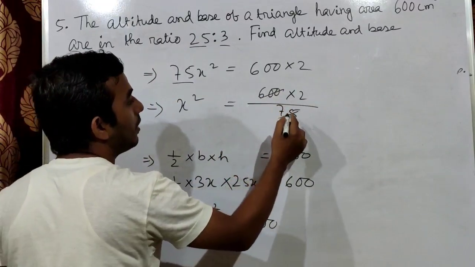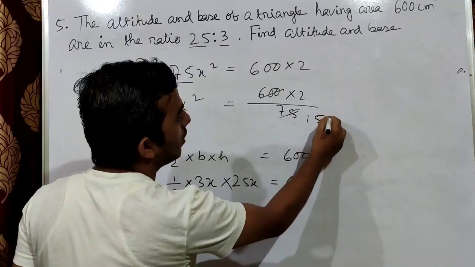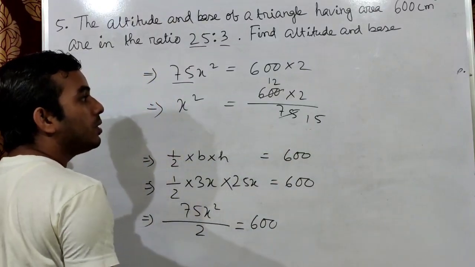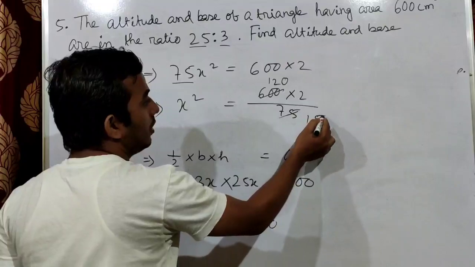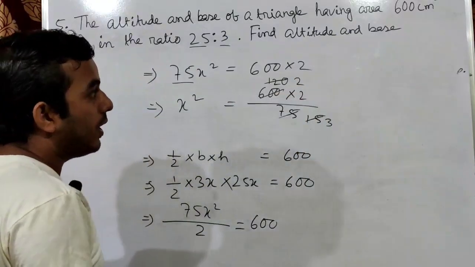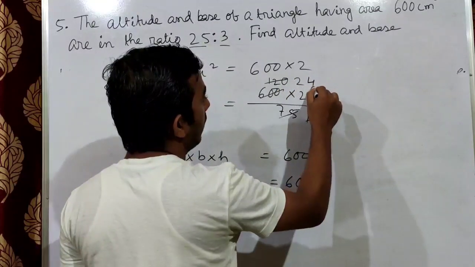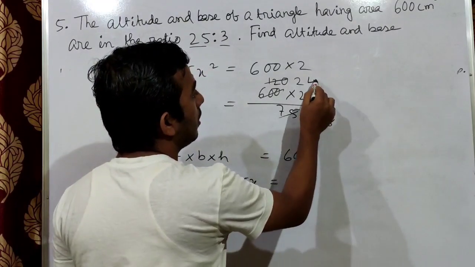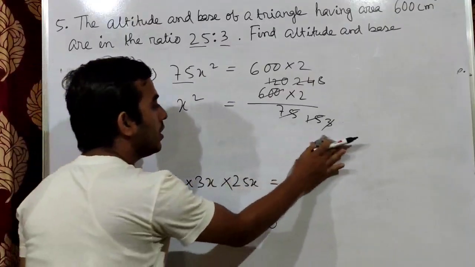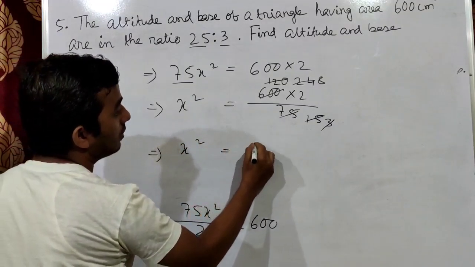Now we can cancel with 5. Canceling 600 and 75 by 5 repeatedly, and simplifying, we get 8 into 2, which is 16. So we will write x square equals 16.